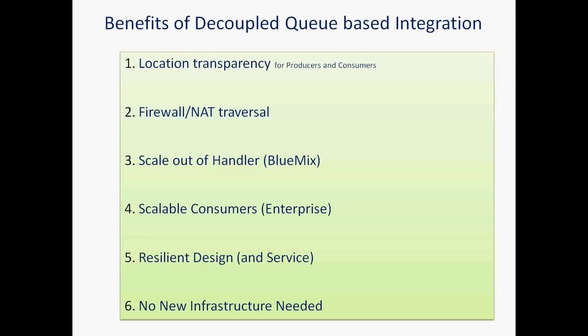Location transparency. It doesn't matter where you're setting up. Today you have a new data center, tomorrow you want to move to a cloud hosted platform, your enterprise logic, or whatever it is, it's transparent to the location both for producers and consumers.